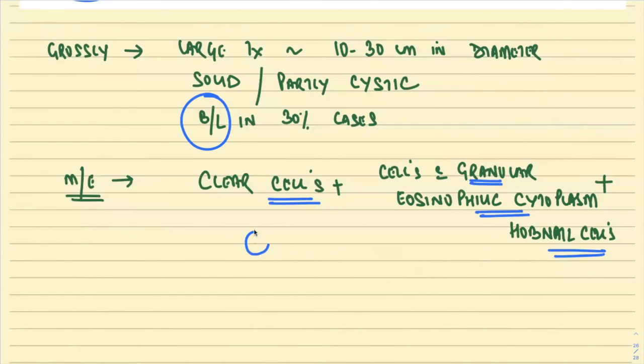So clear cells are completely clear like this. Eosinophilic cells with eosinophilic granular cytoplasm will have granules like this. And there are certain cells which are hobnails like this. Okay, this is called hobnailing. The cells tend to come out. That is called a hobnail cell. This is a normal cell. These cells tend to come out. That is called the hobnailing effect.